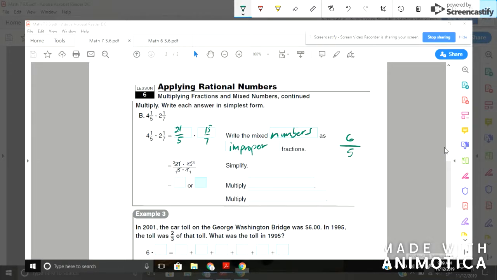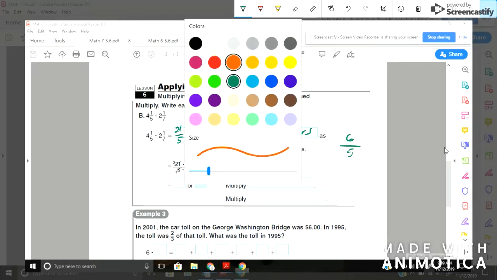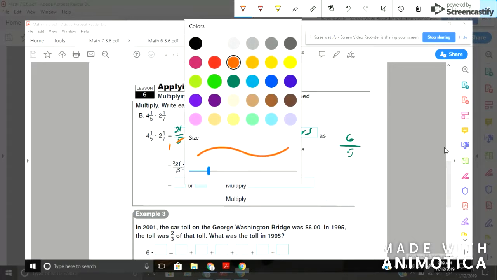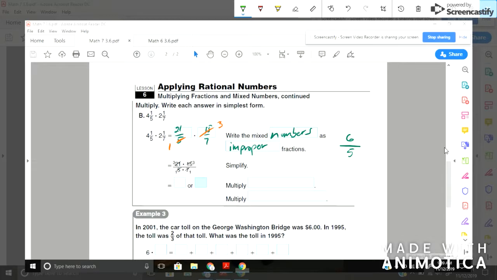All right, next step, I am going to look to simplify. 5 and 15 look diagonal, have a common factor of 5. 5 divided by 5 is 1. 15 divided by 5 is 3. 21 and 7 also have a common factor of 7. They're both divisible by 7. So 7 divided by 7 is 1, and 21 divided by 7 is 3.